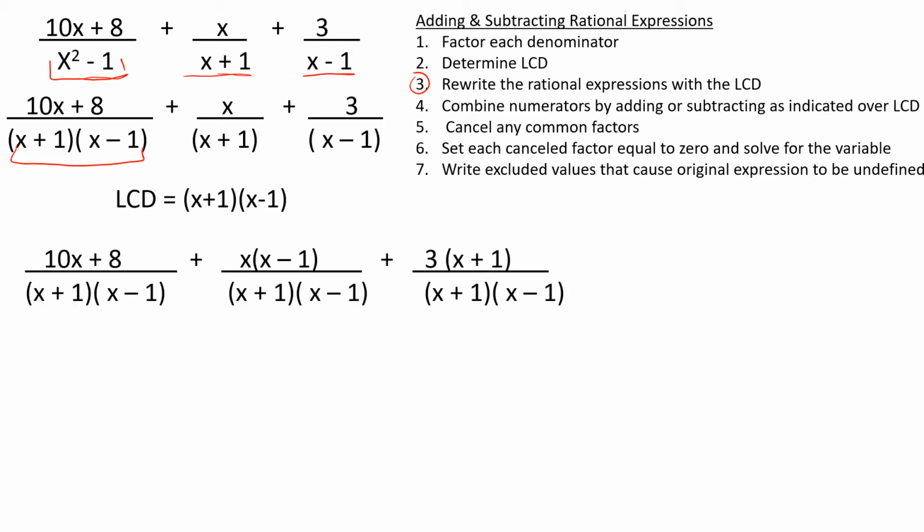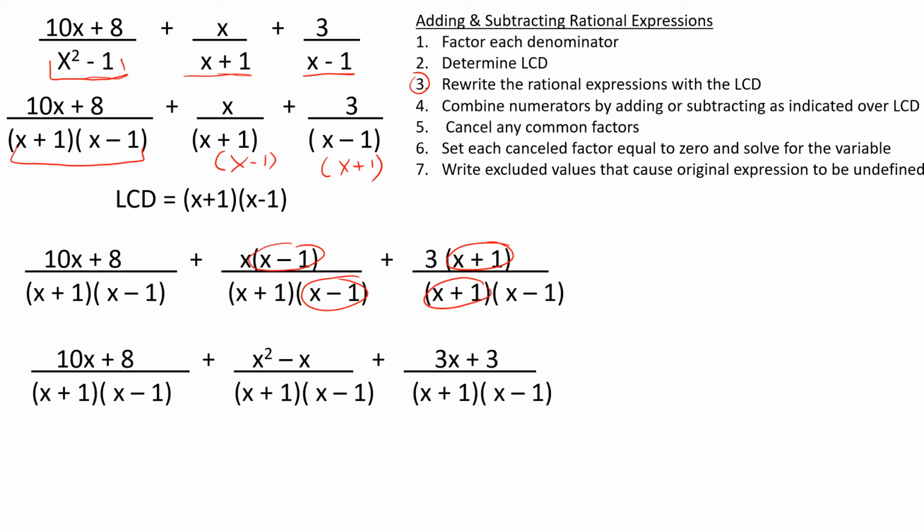On the second fraction, this one is missing the x minus 1. So that's why here I have multiplied that second fraction by x minus 1 over x minus 1. And this one in the LCD is missing the x plus 1, which is why I've multiplied by x plus 1 over x plus 1 on that third fraction. And then what I've gone and done is I went ahead, I had to simplify here on the numerators before I can combine the like terms.